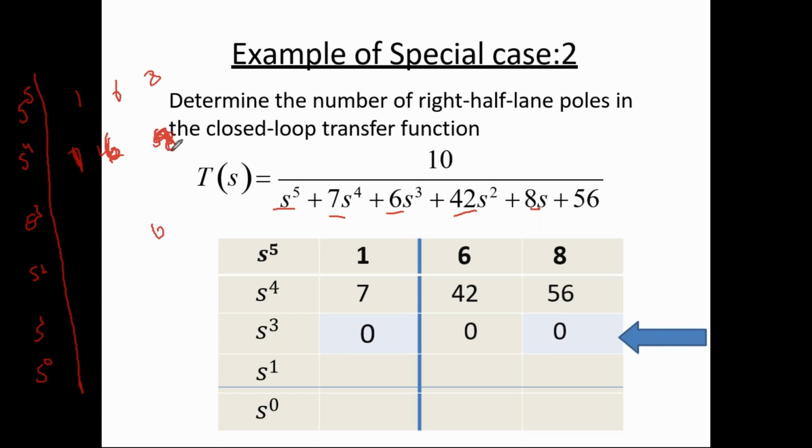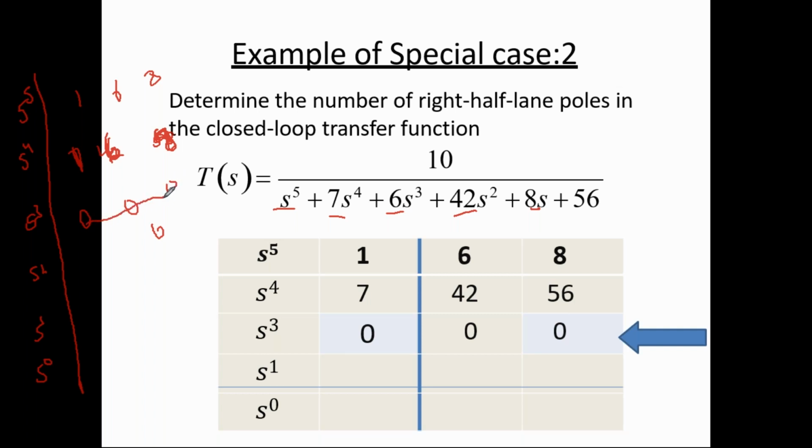Okay. Now, if you want to find the s cubed row: 1 into 6, 6 minus 6 divided by 1. So 0 by 1 is 0. Next, 6 into 8 minus 6 into 8 divided by 6, then you will get 0. So you can see here this entire row becomes 0.